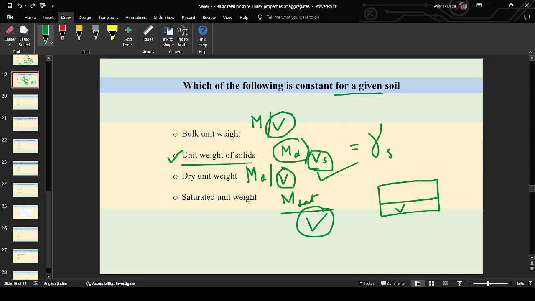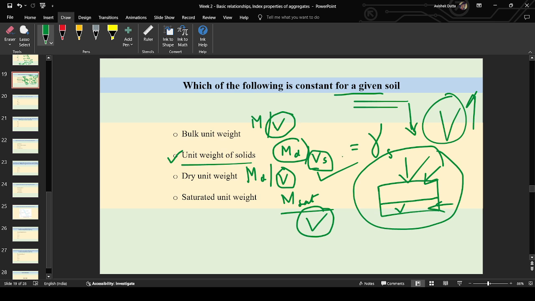Now, again, I have said for a given soil. The soil is given, but under different scenarios, like addition of external force for this same soil, or addition of water for this same given soil, the V will change. The V will increase or decrease. But even if this particular given soil is exposed to other scenarios, the Vs will not change. So when I say for a given soil, under all the external scenarios, Vs is not changing.